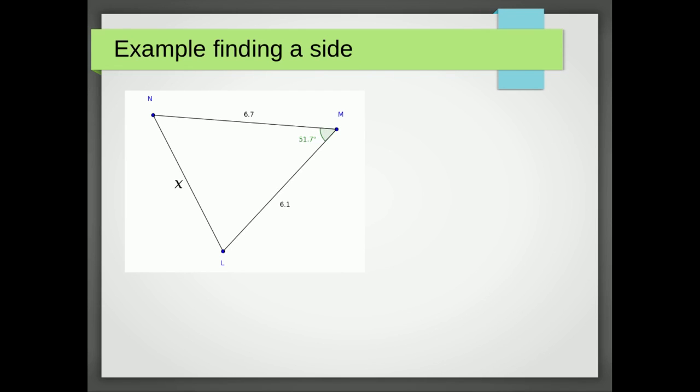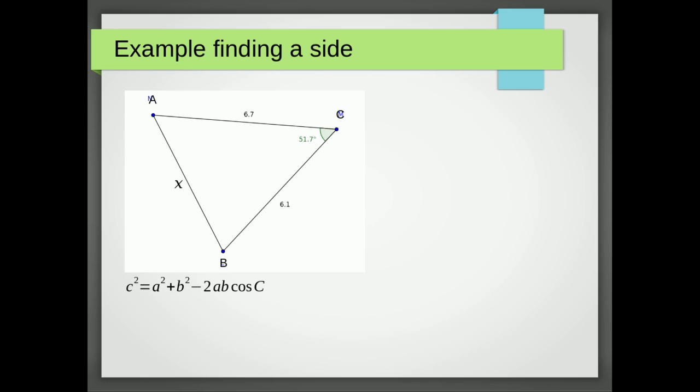In this example, we're finding the length of a side. So the first thing we need to do is write down the correct form of the cosine formula for finding a side. Now we've got to relabel our diagram so that the angle that we've got is angle C, and it doesn't matter that they had N, M and L, we're doing it for what suits us.